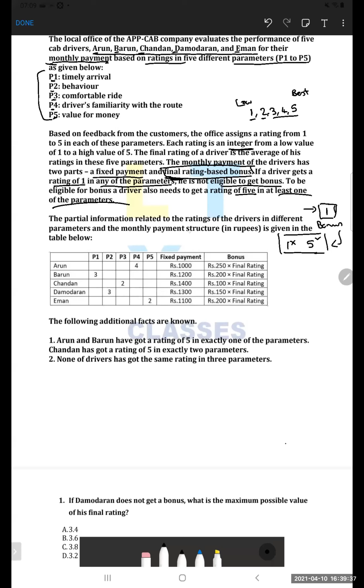The partial information related to the ratings of the drivers in different parameters and the monthly payment structure is given below. So here we have all 5 guys, A, B, C, D, E. Their parameters are given, where the ratings are only partially given. The fixed payment of each of the drivers is also given, and the bonus is also different for each one. Each driver can get 250, 200, 100, 150, 200 of the final rating.